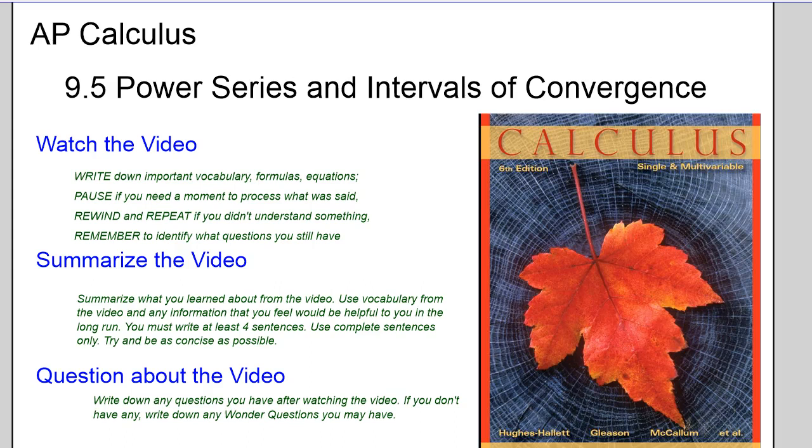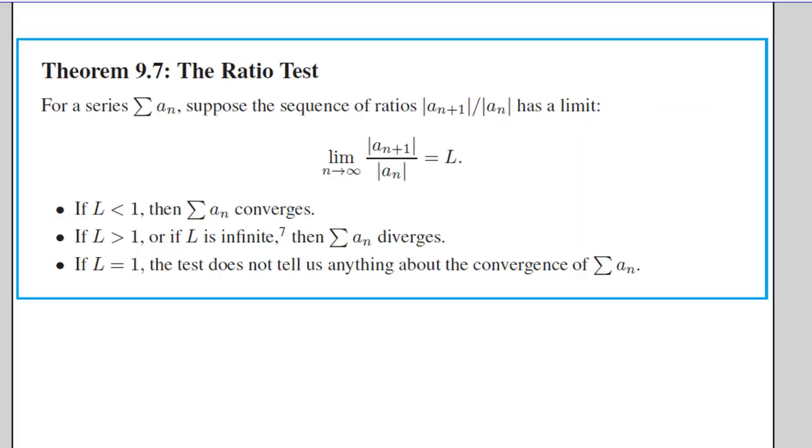So this section is on intervals of convergence, which is a new term, but it's not too difficult a term. We've actually already been dealing with intervals of convergence. But before we start the topic, let's refresh or bring to memory the ratio test, because you're going to need to know it when we use intervals of convergence.